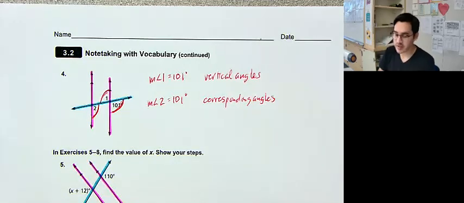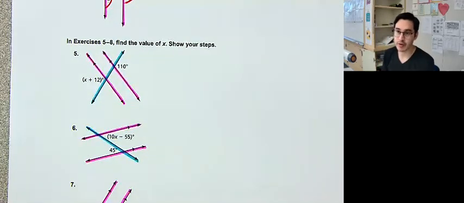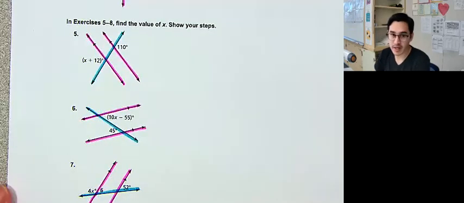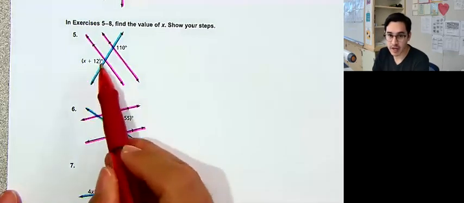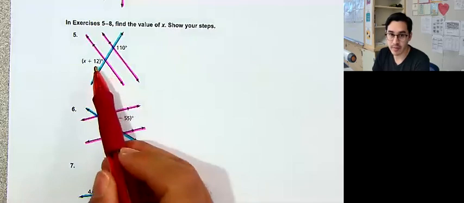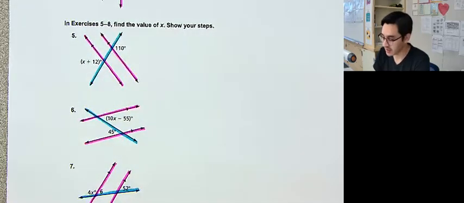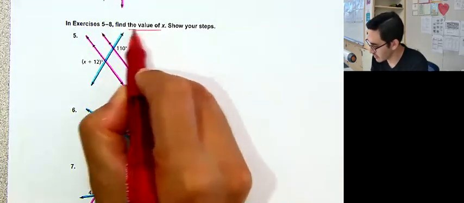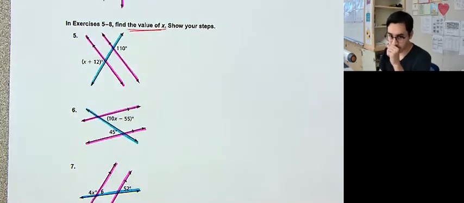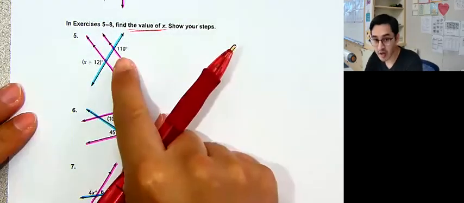Okay, so now the next couple of problems are going to combine geometry with algebra. Okay? And what I mean here is that we have some algebraic expressions that include variables and numbers, and we're going to try to solve for x, right? So the goal here is finding the value of x.